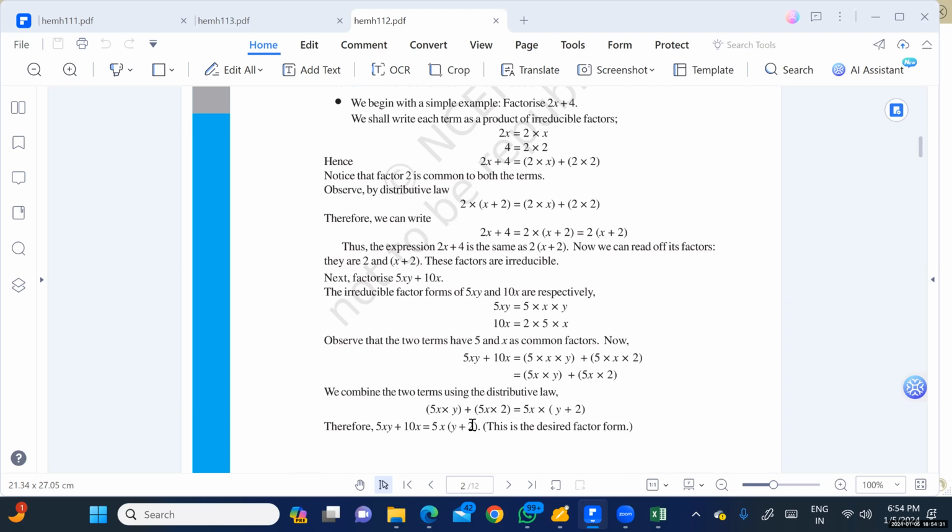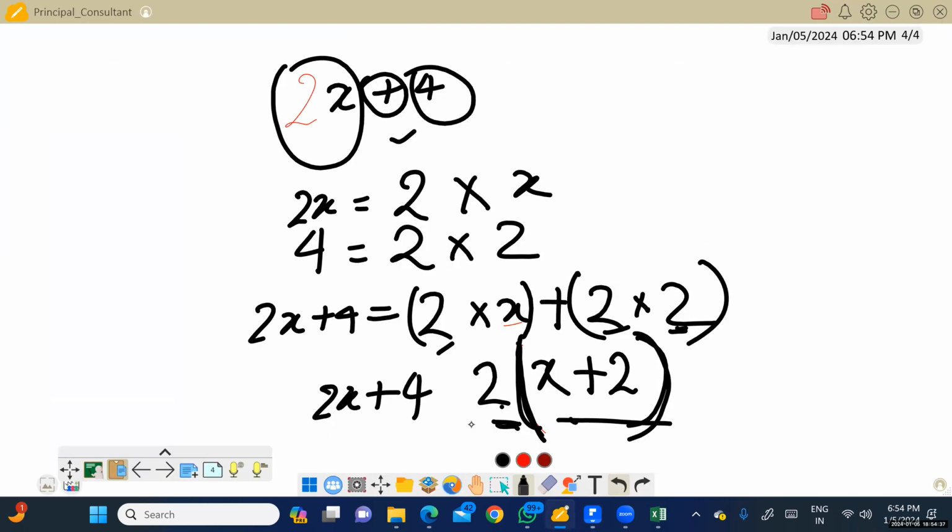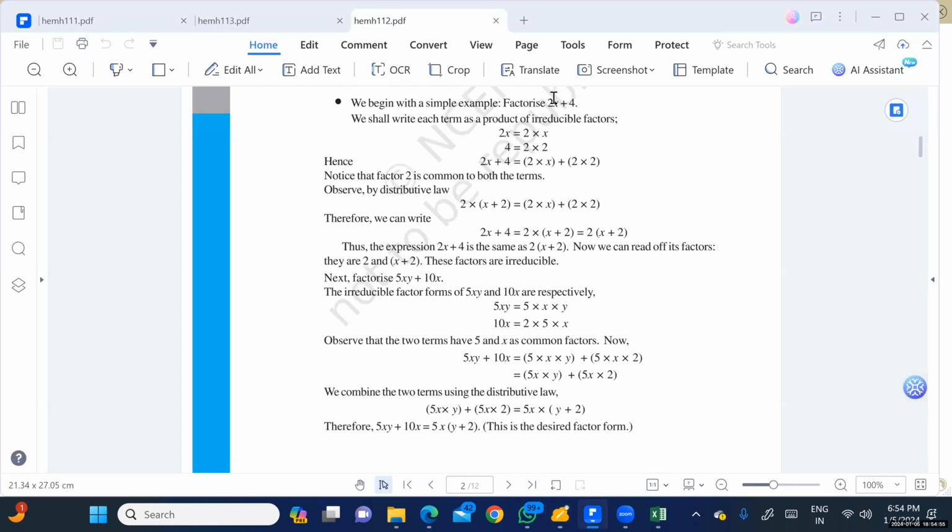So what is my expression? 5xy plus, come on, at least tell me the sum. You don't even remember the sum. Sir, 10x. 10x.